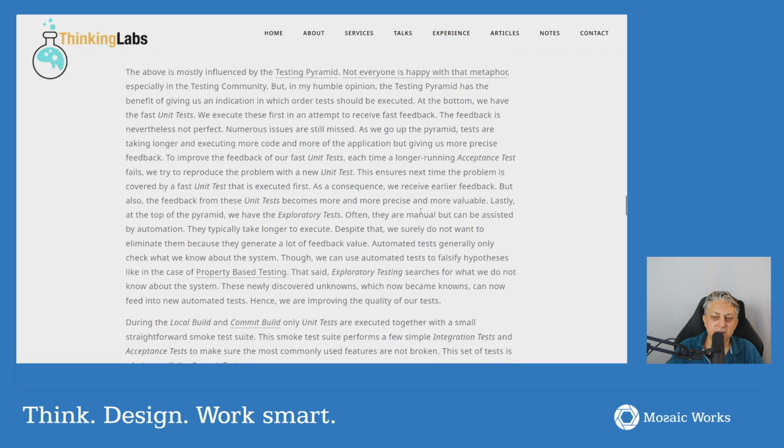And yeah, these are the testing pyramid and so on.